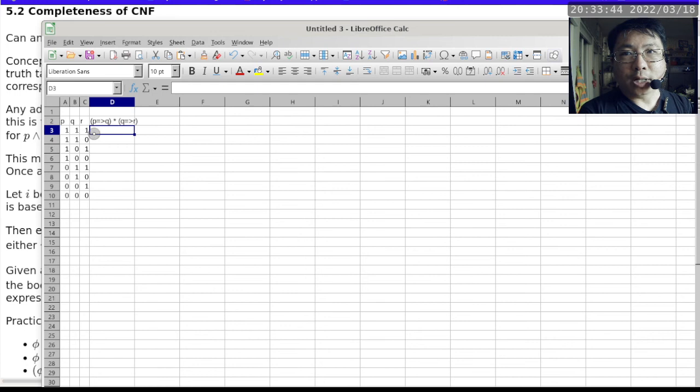So p implies q and q implies r is true in this case. P implies q is true. Q implies r is false, so the conjunction is false. P implies q itself is false, and therefore the conjunction is false. And same reason why this one is false. This one is true because p implies q is true and q implies r is also true.